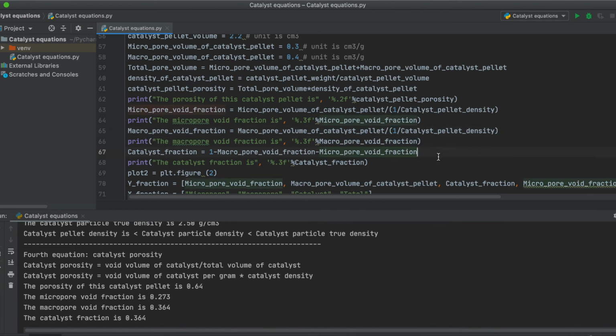Next, if you know your micropore void fraction, your catalyst fraction in this example can be calculated using 1 minus the micropore void fraction minus the micropore void fraction. So for the pellet I showed in this example, the micropore void fraction is 0.27, the micropore void fraction is 0.36, and the catalyst fraction is around 0.36.